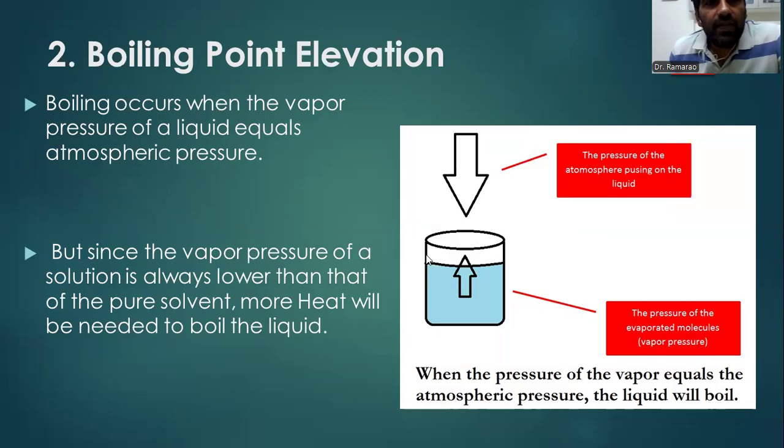Next one is boiling point elevation. Boiling occurs when the vapor pressure of the liquid equals the atmospheric pressure. But since the vapor pressure of the solution is always lower than that of the pure solvent, more heat will be needed to boil the liquid. So here the pressure of the atmosphere acts on the liquid, and here the pressure of the evaporated vapor means the vapor pressure.